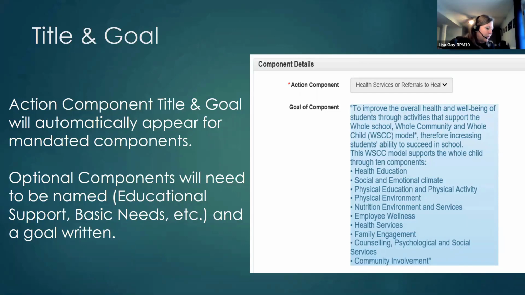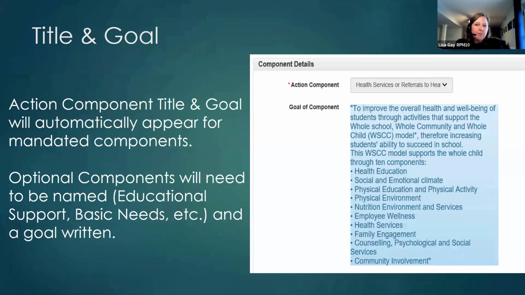If you look in your handout, your NCO workbook, the very first page is the health services component. I'm not sure why, but the top part got cut off. Normally it would say health services or referral to health services at the top, and then it would say goal of component. The goal of the component is to improve the overall health and well-being of students through activities that support whole school, whole community, and whole child. And then it gives you some 10 components that are in this model. Then you'll notice in the core component guidelines below that is a required element for this component. So you must have some type of health prevention activities and services to help remove physical and emotional health barriers to learning. That is the required element of that component.